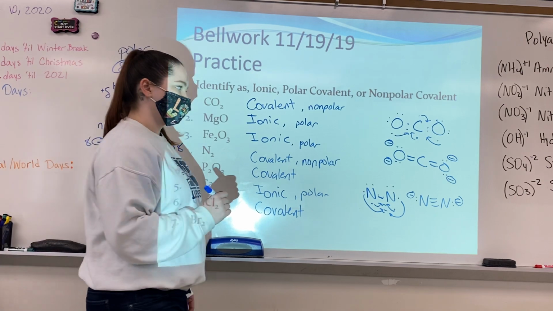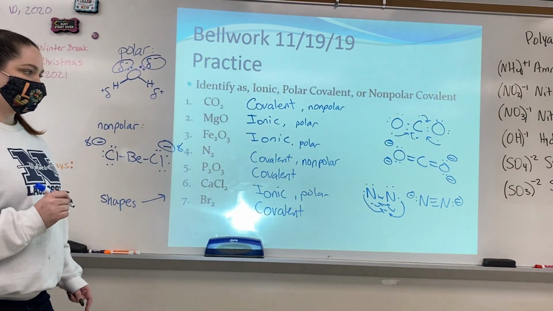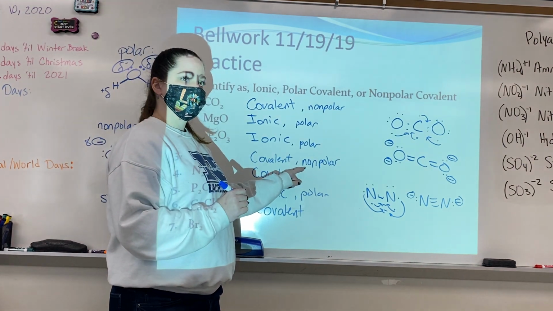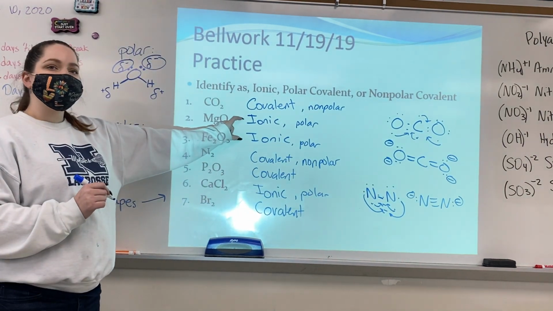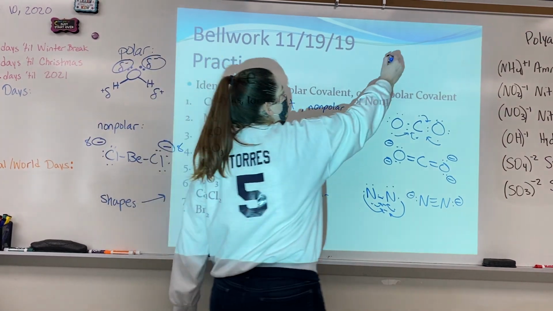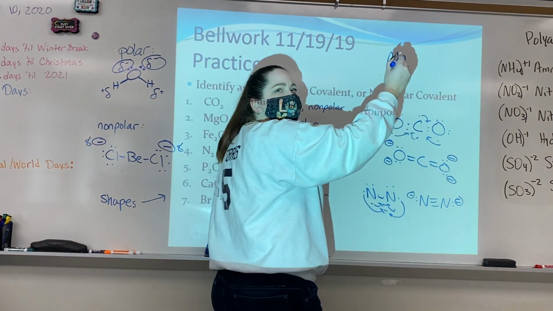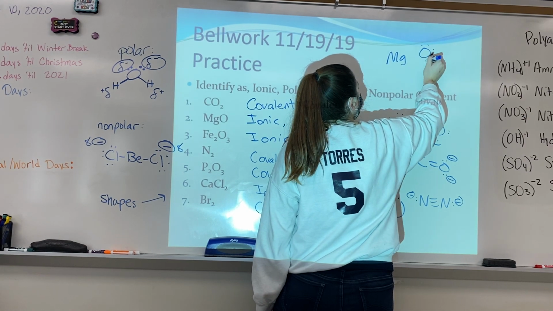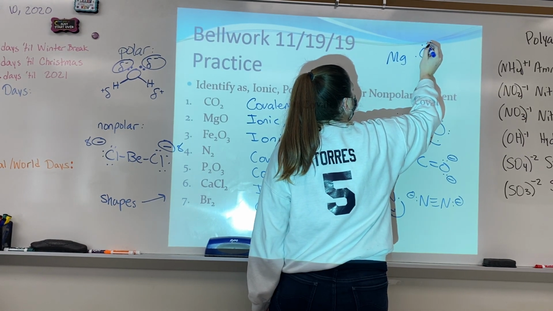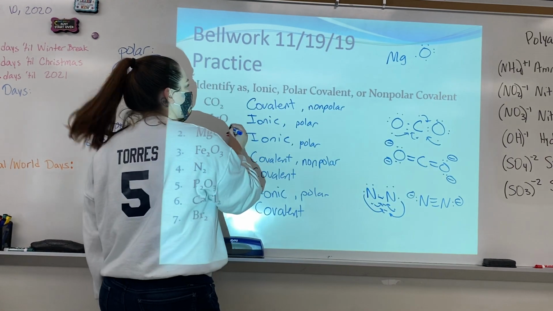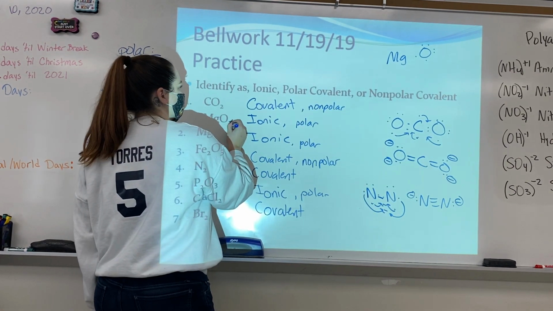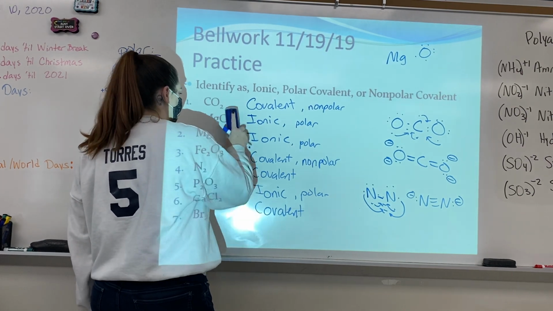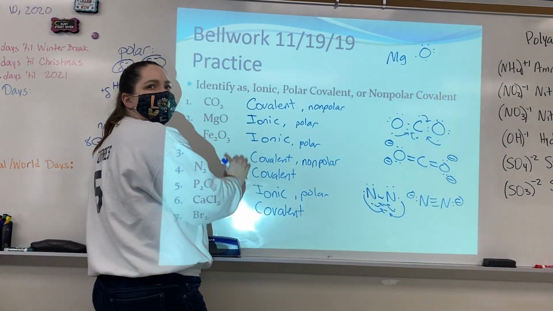What's different between the top one and the bottom? They're both non-polar. Oh, ionic is always polar. So if we have MgO, Mg is 2, and oxygen is 6. I think this should be MgO2. Or no, Mg2. Yeah, this should be, hold on.